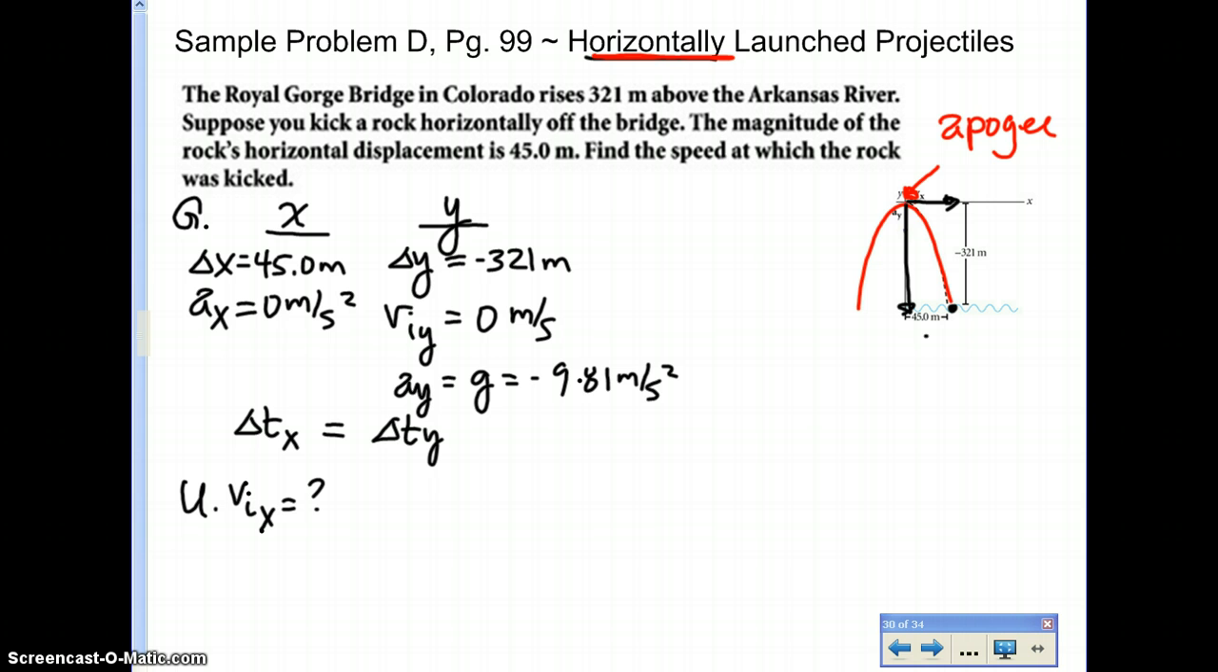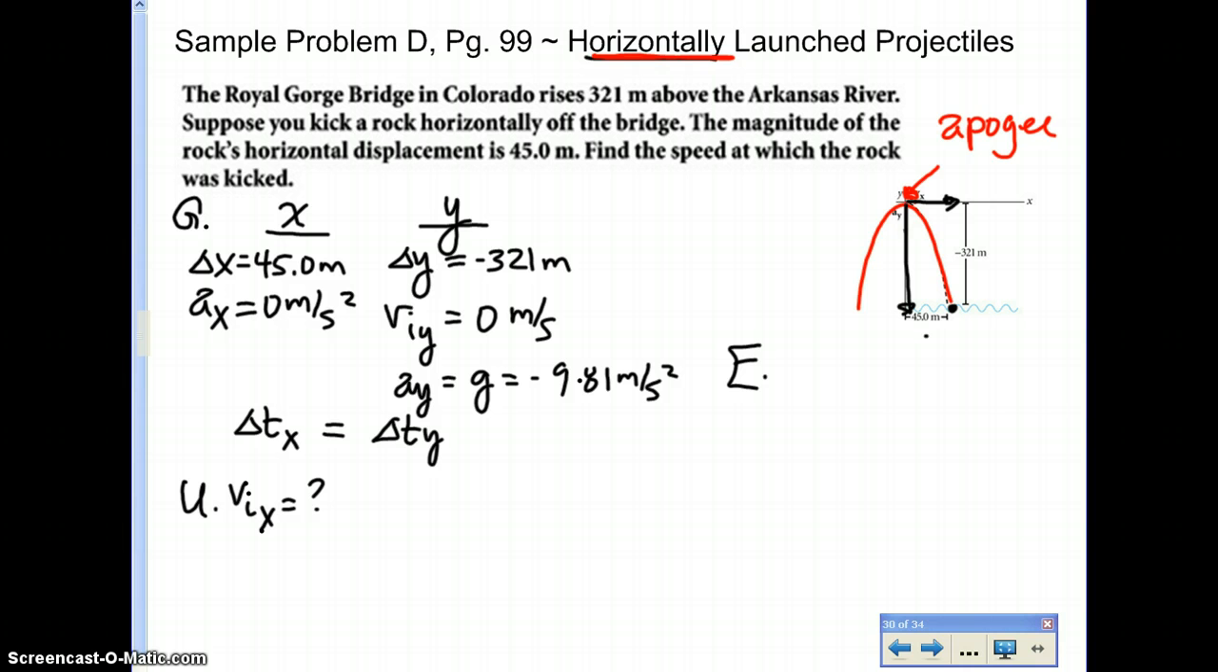This makes it a lot easier for us to pick equations. When we go to pick our equations, we need an X equation and a Y equation. And the X equation has got to tell us something about the variables that we were given in the X direction. The Y equation has to tell us something about the variables we were given in the Y direction. And we can basically use a kinematic here. It's undergoing constant acceleration, and each component is linear.